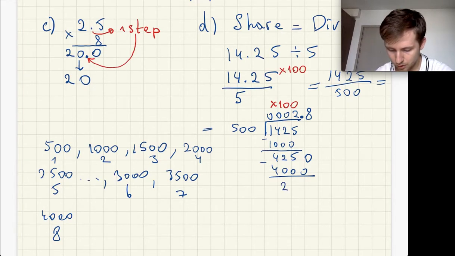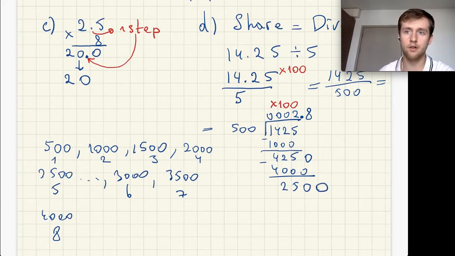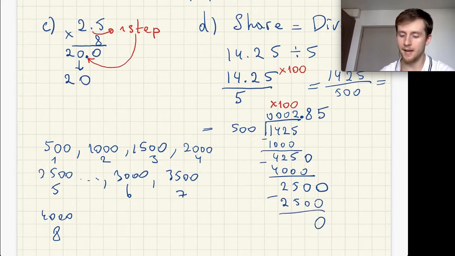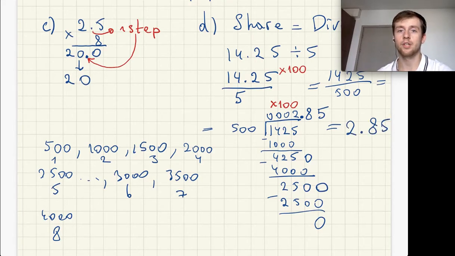and then we get 250. We can get another 0 here, and so 500 fits into 2500 5 times. So minus 2500 would be equal to 0. And our answer is 2.85. Okay, that's how we share 14.25 between 5 people.